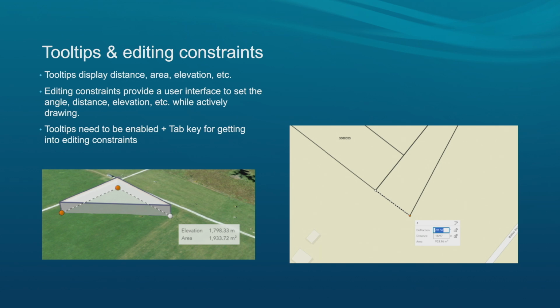And what's really nice about these tooltips and editing constraints is you can actually enter into them and change values on the fly. It lets you manually enter text values for your coordinates and locations and things like distance. If you want a line segment to be 100 meters, you can effectively apply that kind of logic using these snapping constraints.